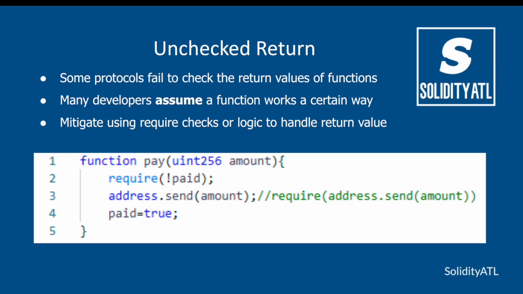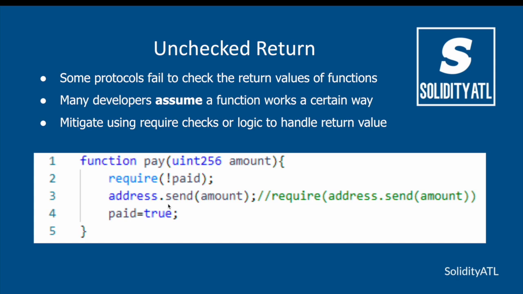And the way you can mitigate these issues is by using backstops or requirement checks. It's just a way for you to handle this logic if you don't get the result you expected in your code. So let's take a look at this small example. We have a payment function. It's requiring that paid is false, and if it's not paid, then we are going to pay somebody, right?